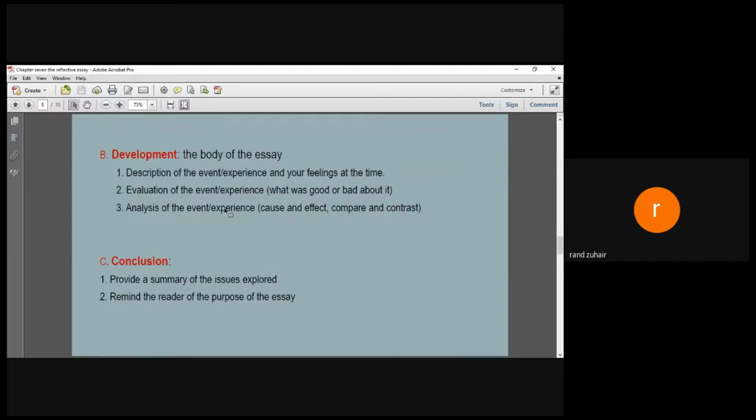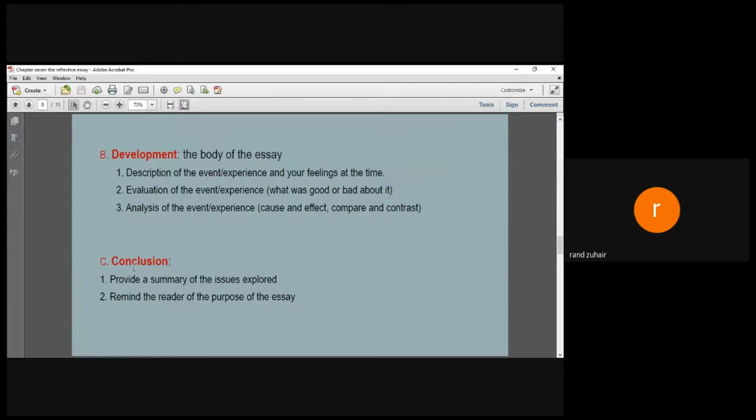2. Evaluation of the event or experience: what was good or bad about it. 3. Analysis of the event or experience: cause and effect, compare and contrast. As we mentioned, we have compare and contrast. For example, if you have one view, it's nice if you also give the contrast of this view. If you have an idea, you mention it, and if you have a contradicting idea, you can mention it too. It gives some interest to the reader.